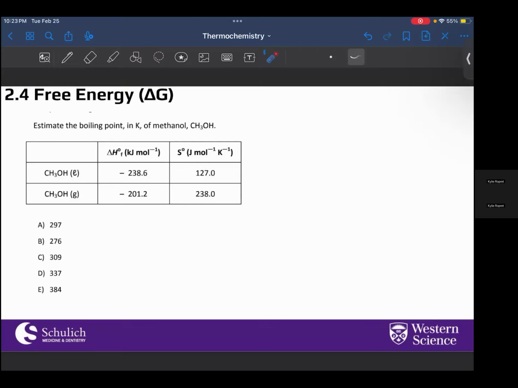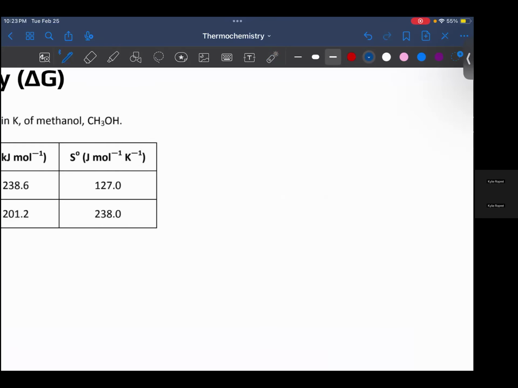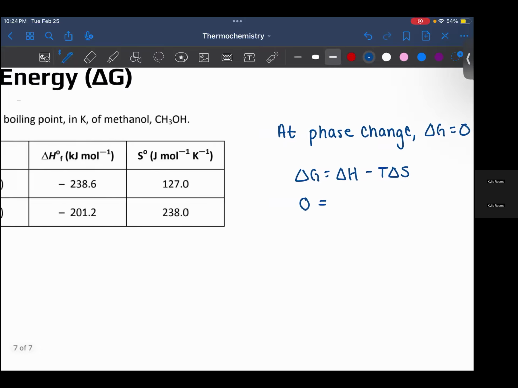So this one says, estimate the boiling point in Kelvin of methanol. And they give us data for methanol as a liquid and then methanol as a gas. And we have our enthalpy and our entropy. So the really key thing that you want to remember for this question is that at phase changes, so this is a phase change because we're seeing boiling, at phase change, delta G is equal to 0. So we can take our formula, delta G equals delta H minus T delta S, and we can set this side to 0, and then we're going to calculate our delta H.